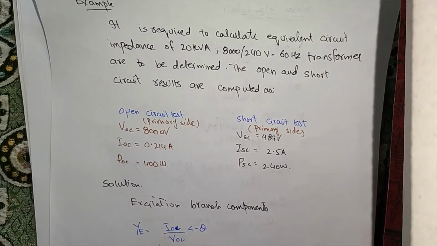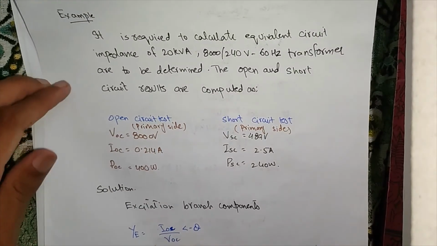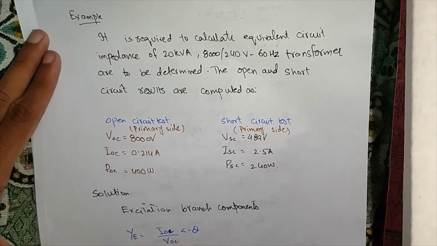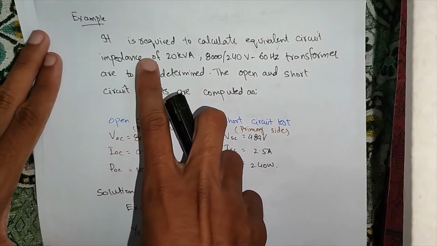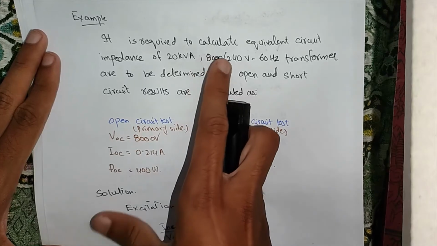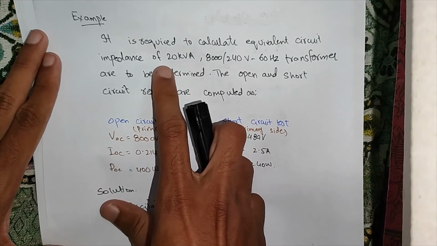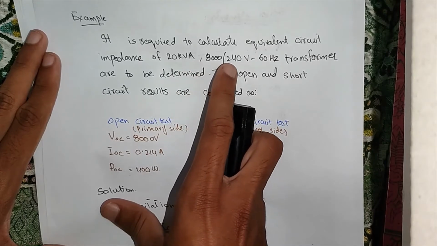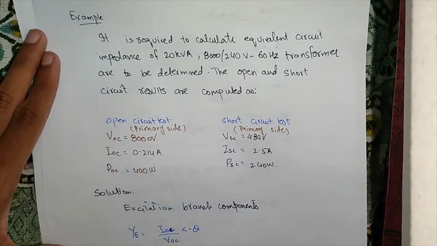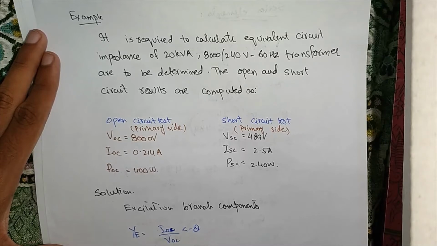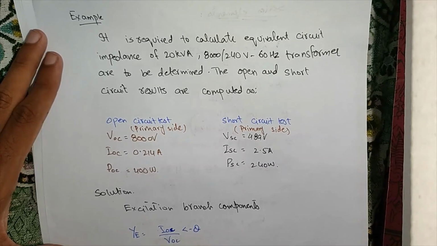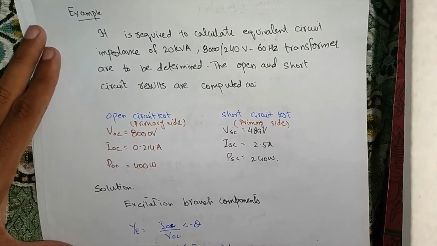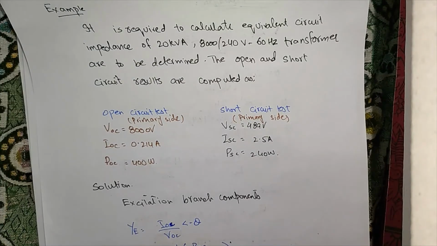Now in order to fully understand the open circuit test and short circuit test concept, let us consider an example. In this example, it is required to calculate the equivalent circuit impedance of a 20 kVA, 8000 to 240 volt, 60 Hz transformer. The open circuit and short circuit tests of the transformer are given here.